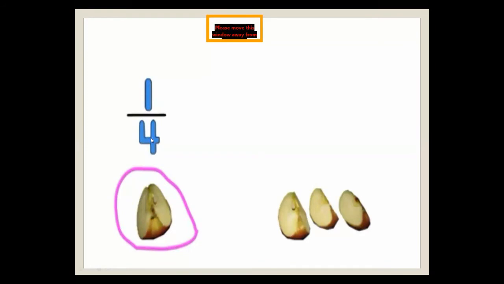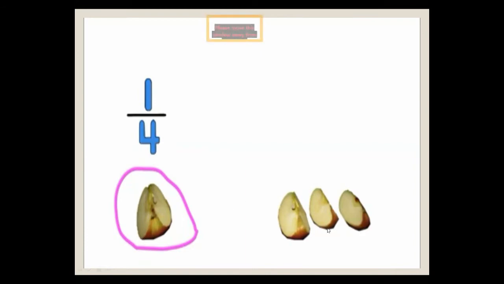You can understand by seeing the picture that we have one apple and we cut it into four equal parts. So that's why the quarter is written as 1 over 4.